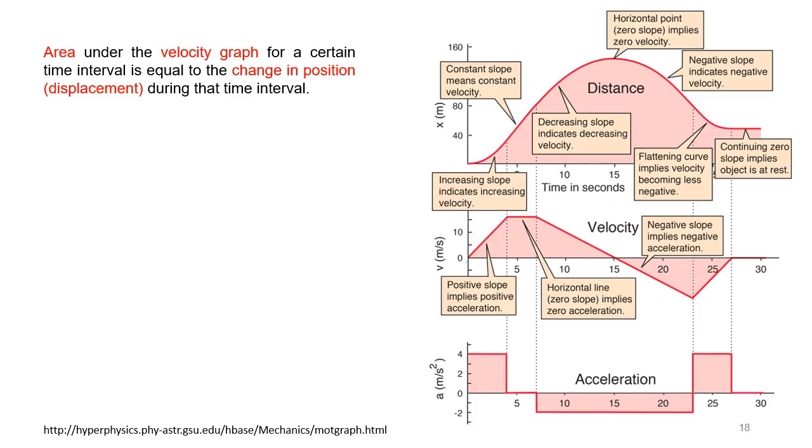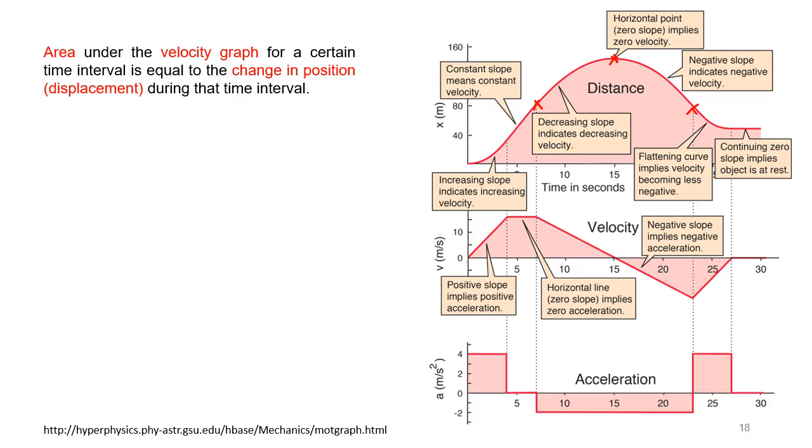Then the slope is decreasing here. From here, the slope is decreasing, indicating that the velocity is decreasing. Okay, the position changes and it is at the horizontal point. It's zero velocity here because the slope becomes zero at this point. Then there is a negative slope up to here. So from here to here there is a positive slope and a negative slope.